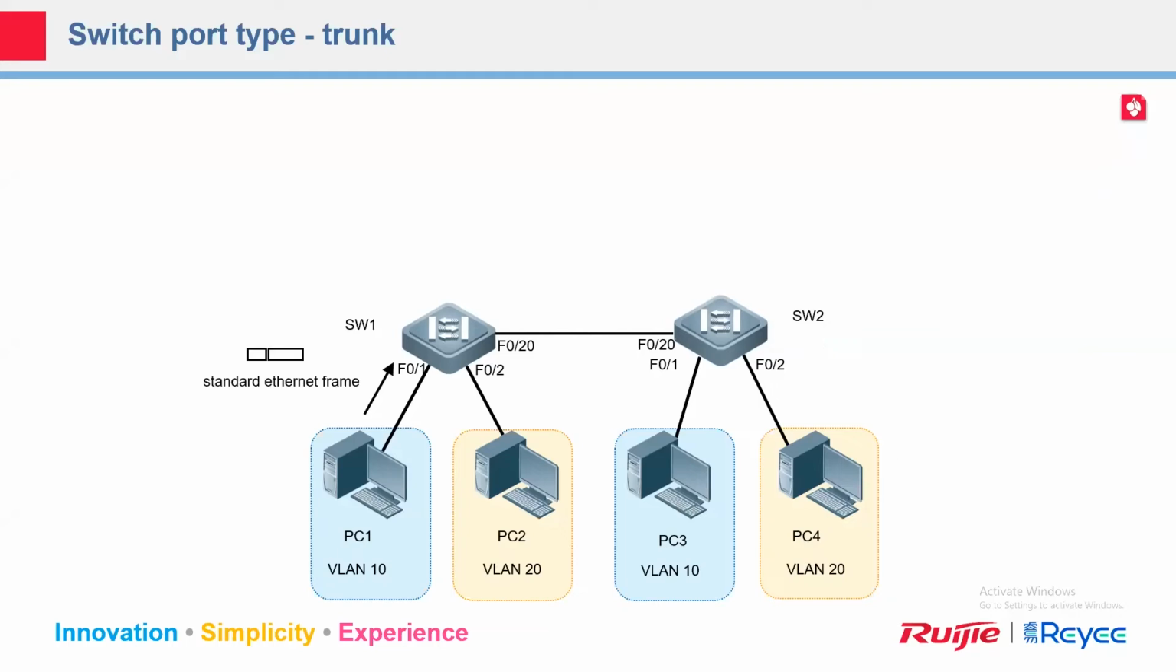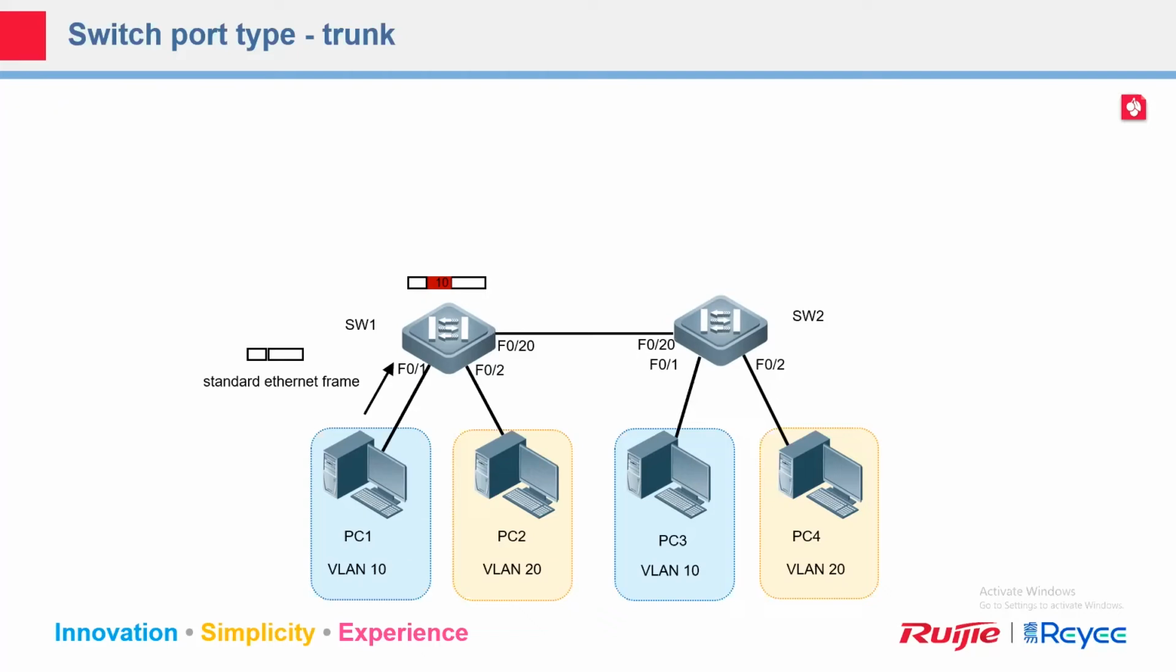Let's see the process. If PC1 sends out a standard Ethernet frame, switch 1 will add the VLAN, right? And this VLAN should be VLAN 10. This packet cannot be sent out of interface 2 because interface 2 connects with VLAN 20, right? So maybe it can be sent out of interface 20. If interface 20 sends out the packets and then deletes the VLAN, that means interface 20 has to belong to VLAN 10 at the same time, right? Then the packets will be sent out and the VLAN deleted.